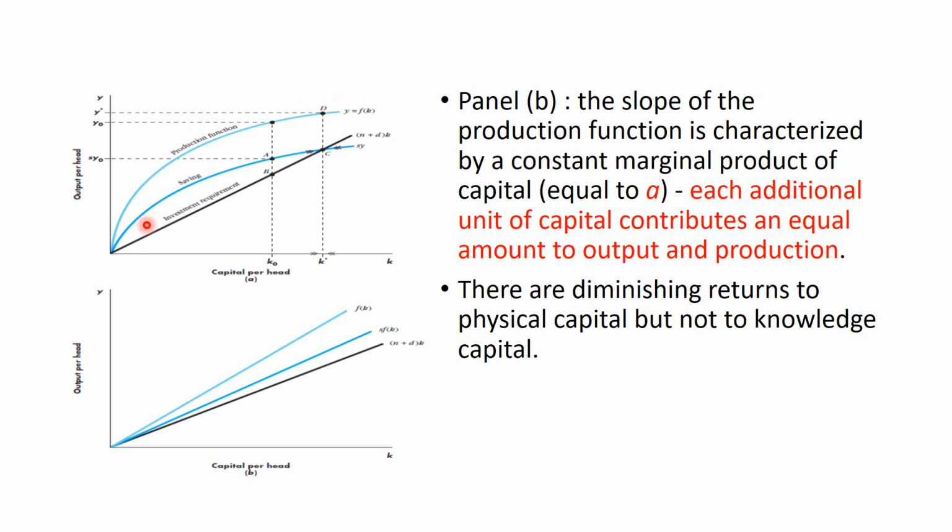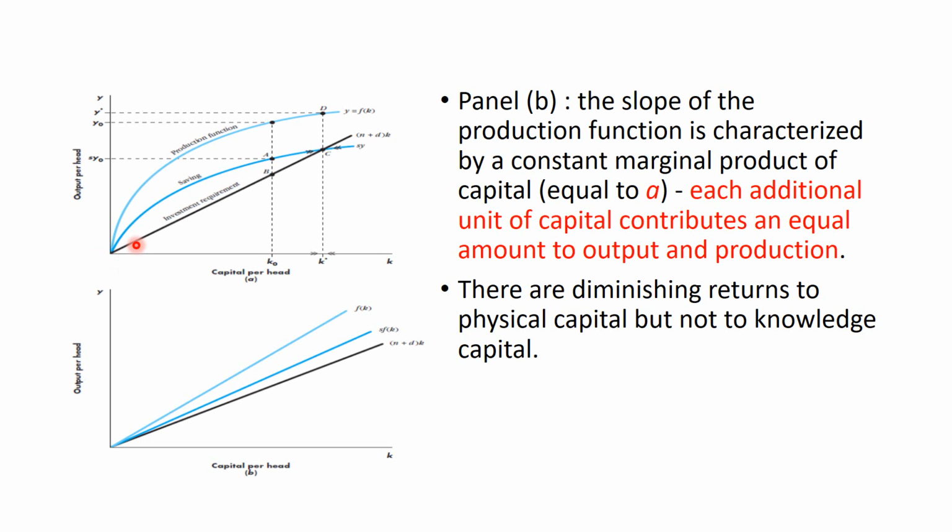Recall that the savings function follows the same shape as the production function and just lies below it. We assume that we save a constant portion, S, of our output per person, and as output per person increases at a decreasing rate, savings per person also increases at a decreasing rate.